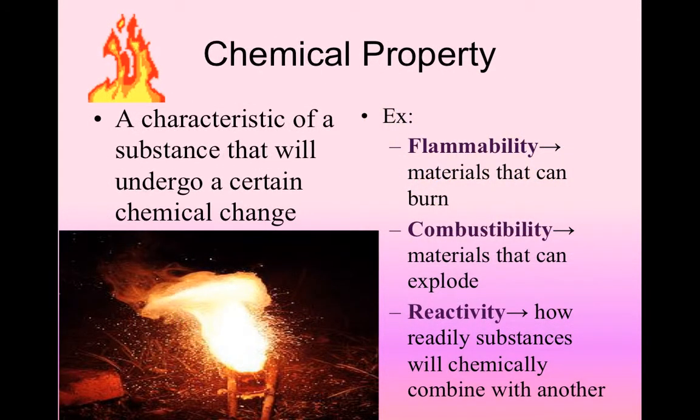Okay, a chemical property is basically looking at the characteristics of a substance, how it has changed from one substance into another, seeing it undergo a chemical change. We'll go to examples, but flammability is one, the ability for a substance to burn. Combustibility, that means materials that will explode. And also reactivity, when you mix two things together and it actually will combine and create a brand new substance.